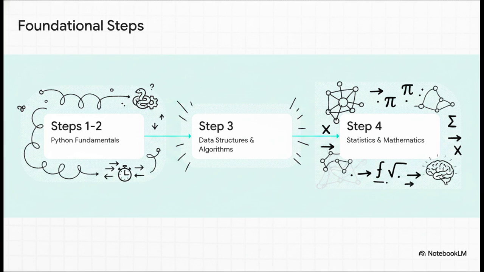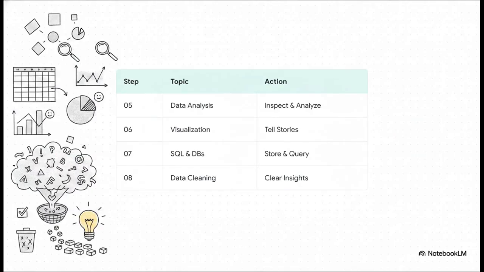But step 4? That is arguably the most critical checkpoint of all of Basecamp: statistics and mathematics. Remember that central theory we just talked about? AI is math. You absolutely need linear algebra, calculus, and probability because they form the literal underlying logic for the models we're building later. If you skip the math, you're really just memorizing code without having any clue what the machine is actually thinking. Next up, we hit the data-heavy side of Basecamp, which covers steps 5 through 8.